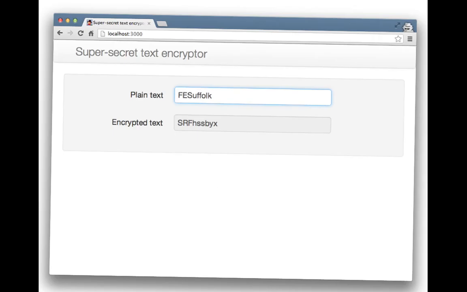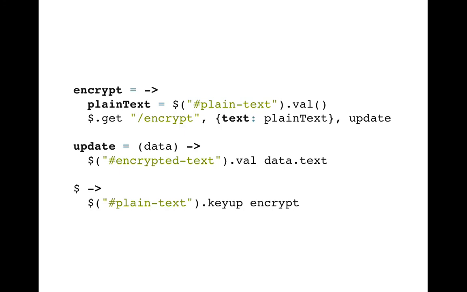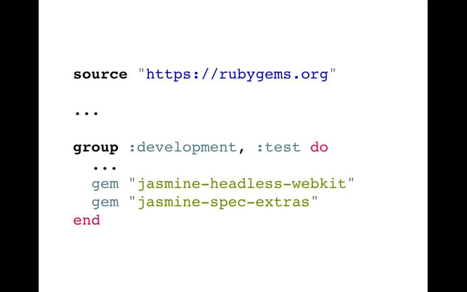So this is the sort of dummy app that I'm going to use for the talk. It's a text encryptor. You type text and it encrypts it in the other box. Those who are observant might notice the encryption is that super secure ROT13. Here's the JavaScript. There's an encrypt function which takes the value of the first field, calls an AJAX function on the server, and passes it the text. Then update is a callback which takes the text out of the data and shoves it in the other field. And the first function is bound to the key up event.